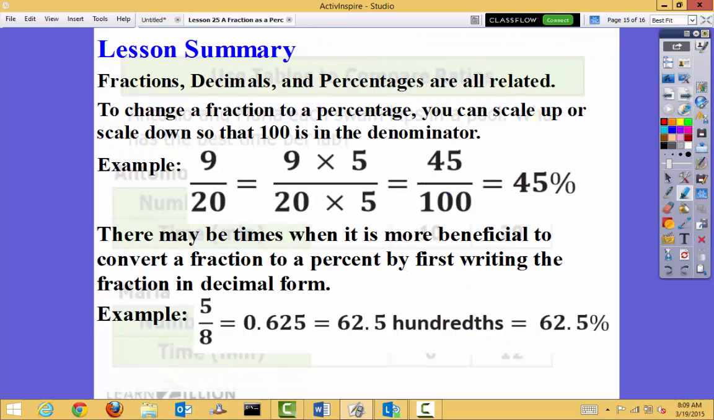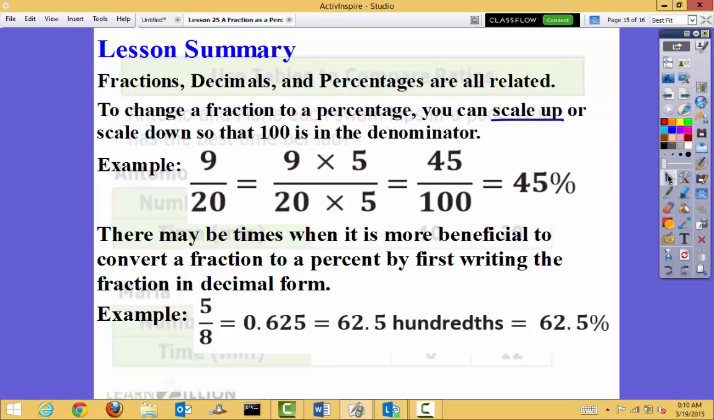Alright, let's look at our lesson summary. So fractions, decimals, and percentages are all related. To change a fraction to a percentage, you can scale up or scale down so that your denominator is 100. So here's an example. I have 9/20, and if I want to change it to a percent, it says I can scale up or down. I need to scale up because I need to make this number bigger. I need to go up. So how do I get from 20 to 100? Well, I multiply by 5, and whatever I do to my denominator, I have to do to that numerator. So I get 45 over 100, then all I have to do is add that percent sign.